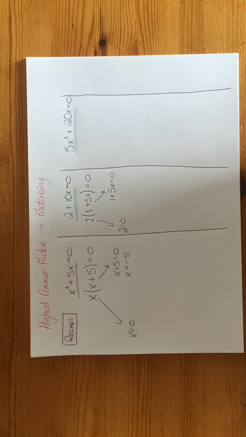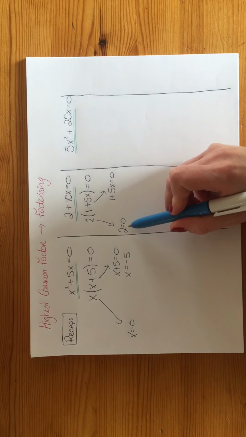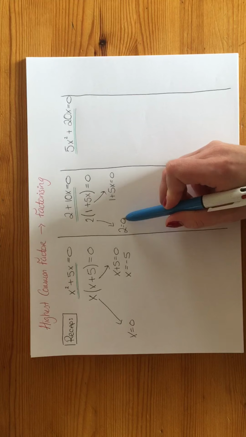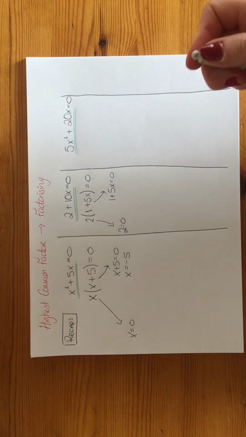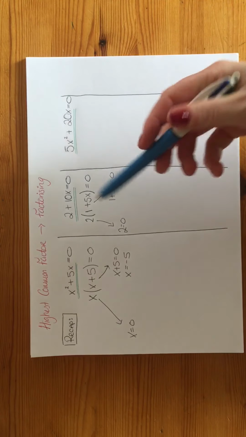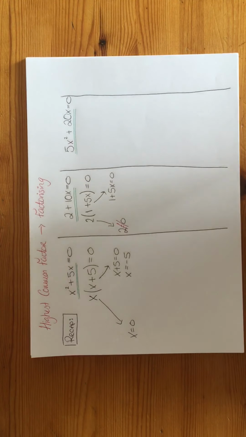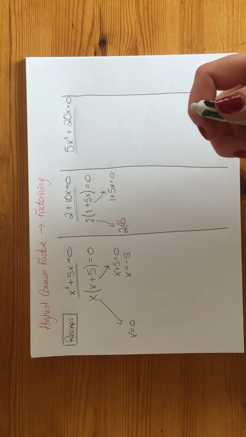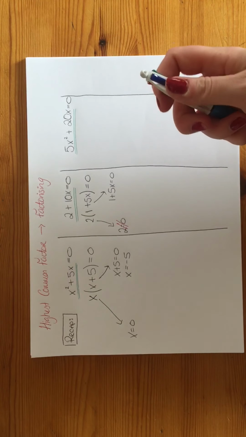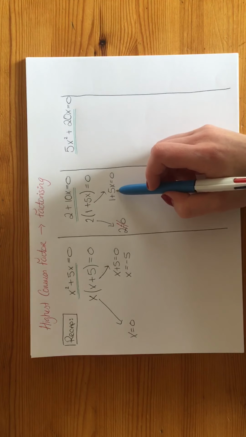So now let's solve, get x by itself. So have a little look here. We've got 2 equals 0. Now, 2 is not the same as 0. 2 does not equal 0. So this here is actually not valid. We can't use that because that's not true. So we can disregard that answer. So now we're concentrating on this one.